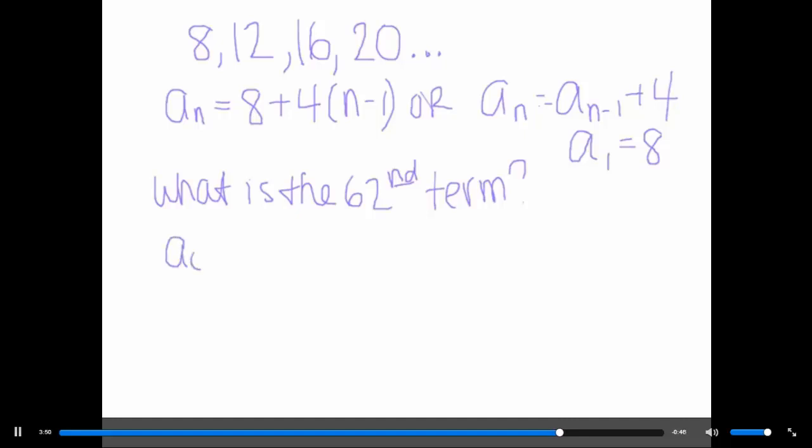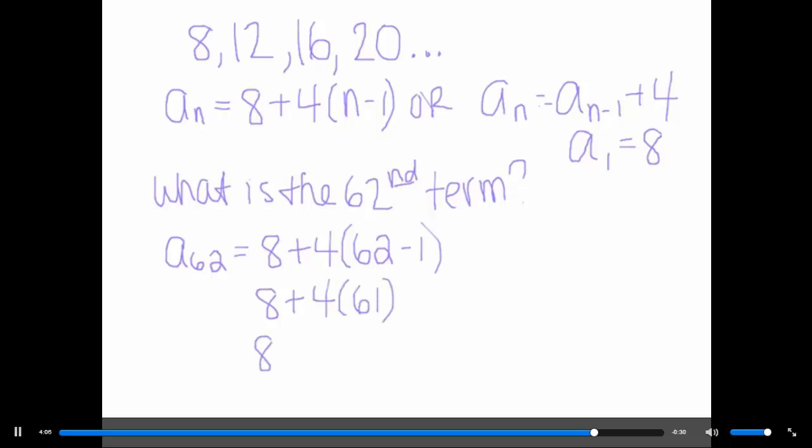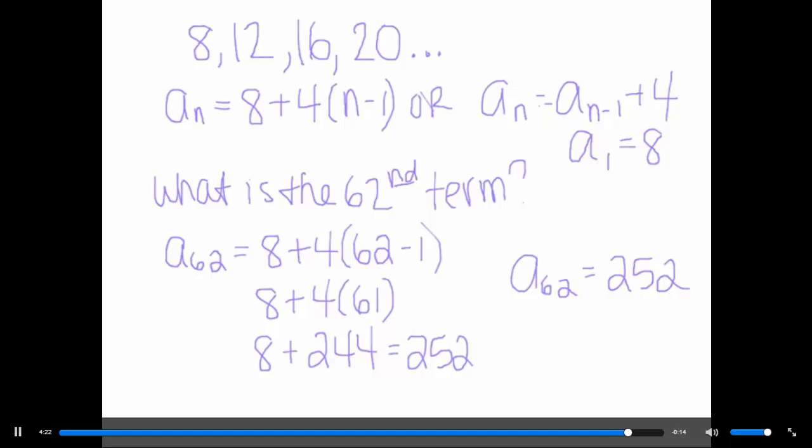So you'd say, okay, a sub 62 equals 8 plus 4 times 62 minus 1. Right, which becomes 8 plus 4 times 61, which is 8 plus 244, which is 252. Right, so the 62nd term, or a sub 62, equals 252.